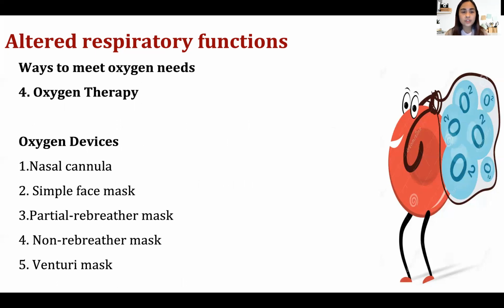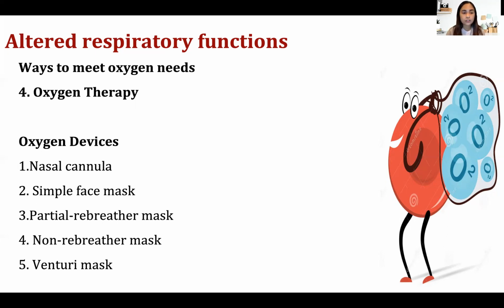Another way to meet oxygen needs is oxygen therapy. We have different devices for oxygen therapy. We have the nasal cannula, which we sometimes call nasal prong, and the simple face mask. We also have the partial rebreather mask, the non-rebreather mask, and the venturi mask.